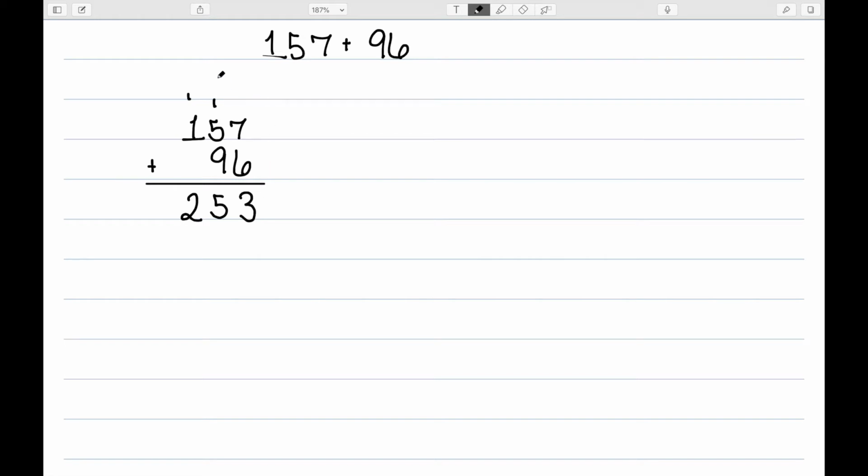In this video, I want to look at this algorithm and answer a couple of questions. Like, why is it that we add column by column? Why do we start on the right instead of starting on the left? Why do we regroup? And how does understanding this algorithm develop for children?